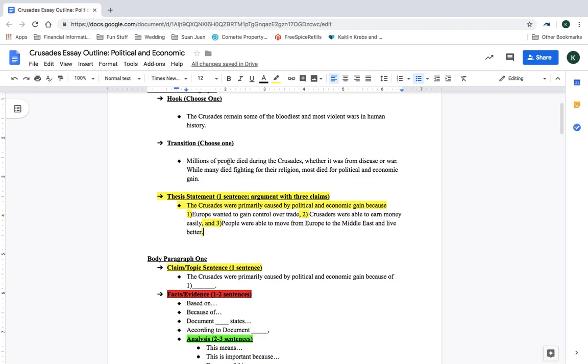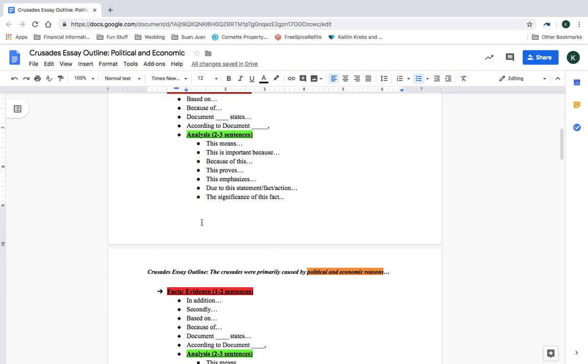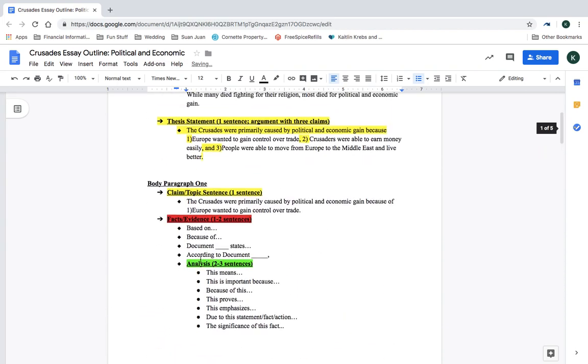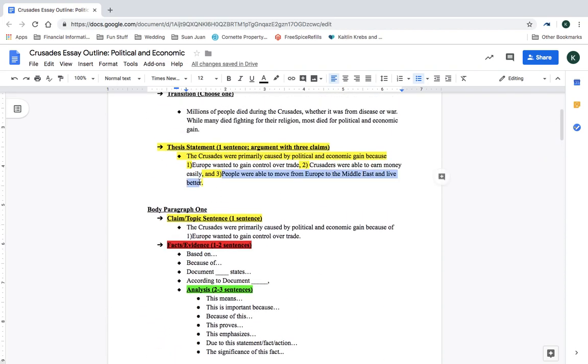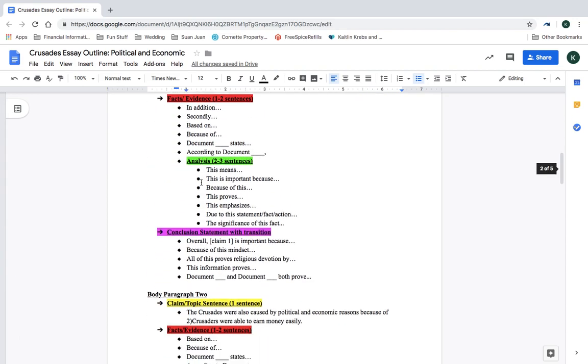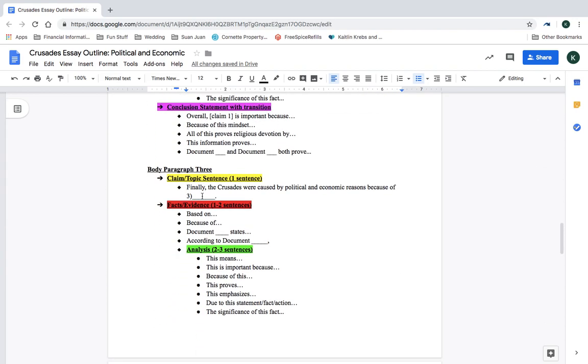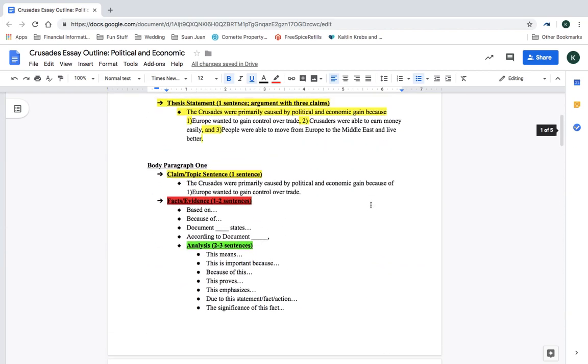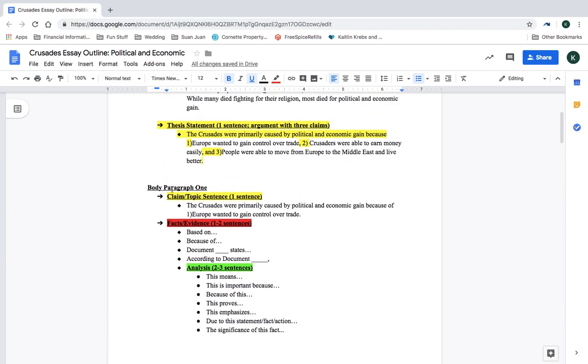So what I do is after I set up my thesis statement, I actually just copy and paste to claim 1. I copy and paste my second reason to body paragraph 2. And I copy and paste my third reason to body paragraph number 3. Now I know what each of my paragraphs are supposed to be about. My first body paragraph is going to be about how Europe wanted to gain control over trade.